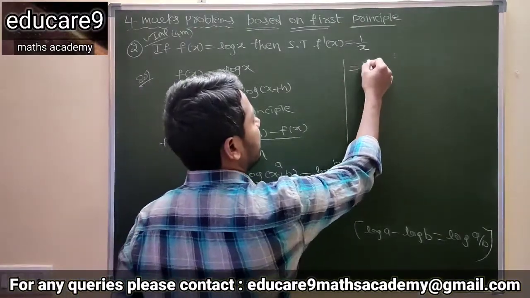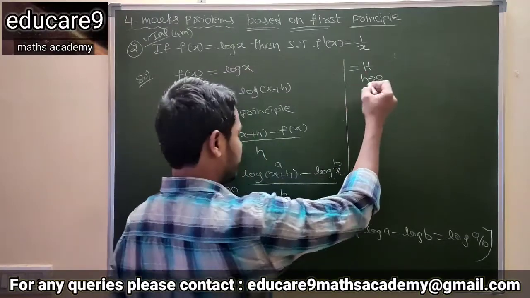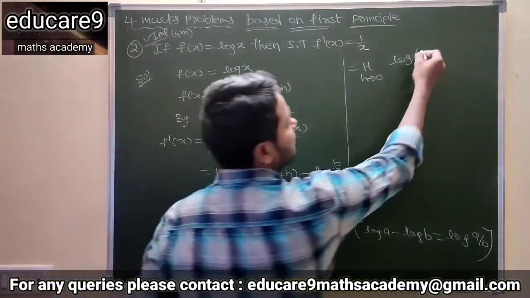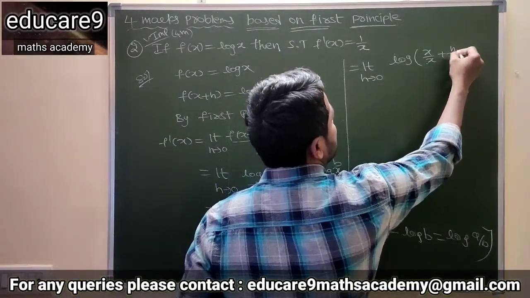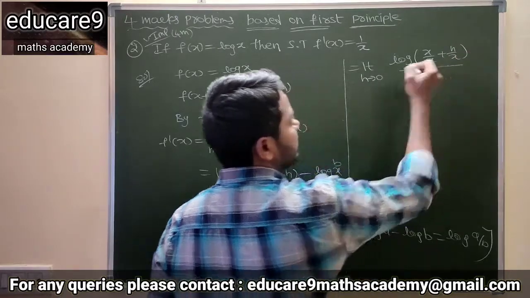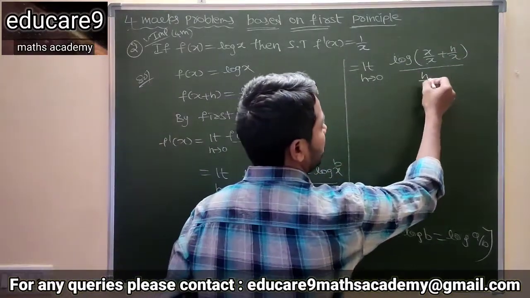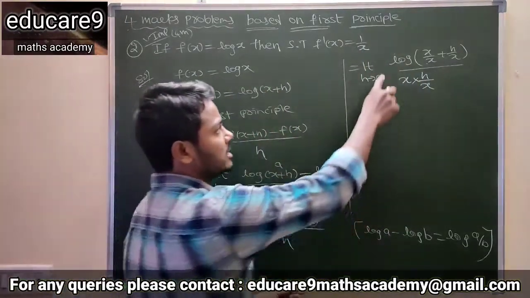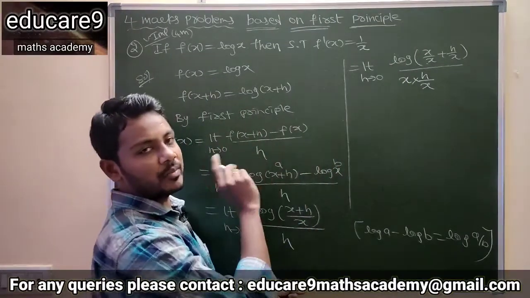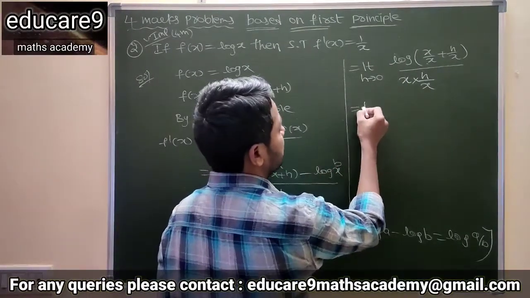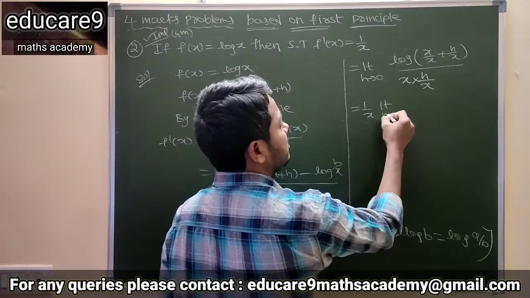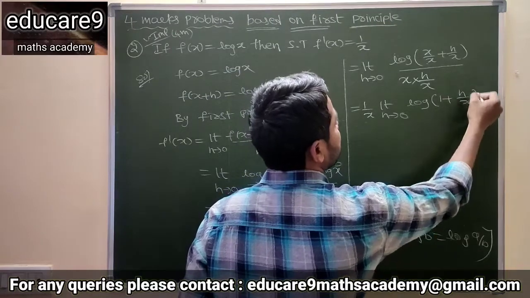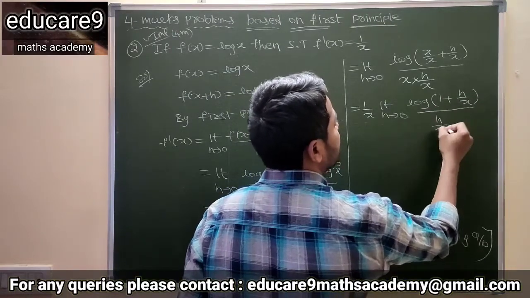That is limit h tends to 0 of log of, see here, x by x plus h by x, divided by h. Here multiply and divide with x. Now clearly this is 1 by x. It does not depend on the limit, so write it outside the limit. This is 1 by x into limit h tends to 0 of log of 1 plus h by x whole, divided by h by x.